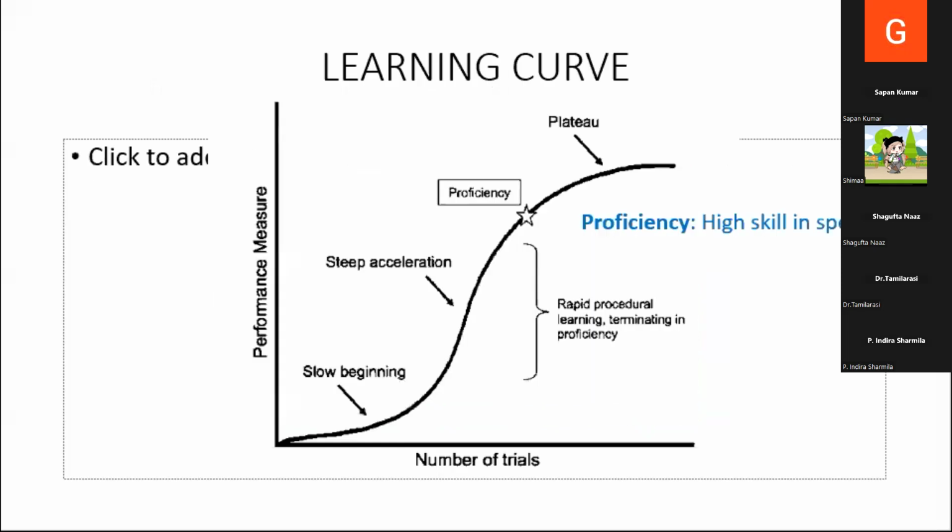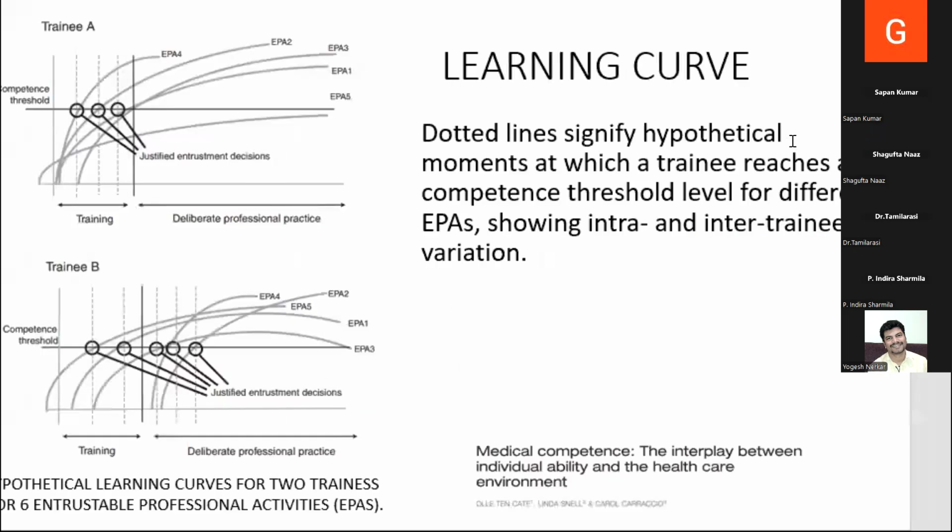Coming to the learning curve. This is the basic learning curve where somebody who is a slow beginner develops increased performance with the more cases they do, and at a certain point in time, proficiency is achieved. Proficiency, as I was saying, is basically a high skill in a specific task. And after some time, there is a plateau.